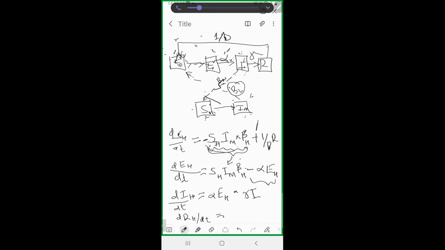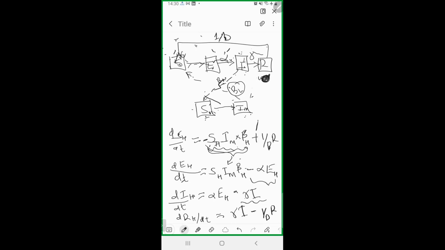What affects the recovery is the rate at which the infected people have recovered by alpha. Okay, those infected that have just recovered, minus what is leaving that compartment, minus those that are getting susceptible again. Exactly. So minus the susceptible, those who are getting susceptible, that's 1 over D.